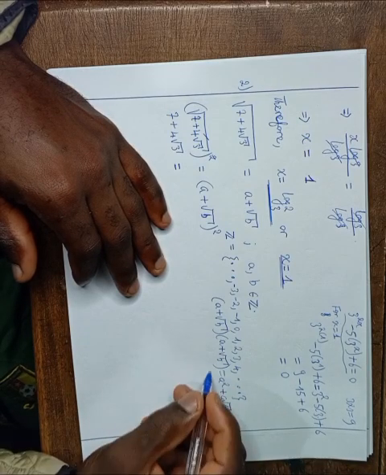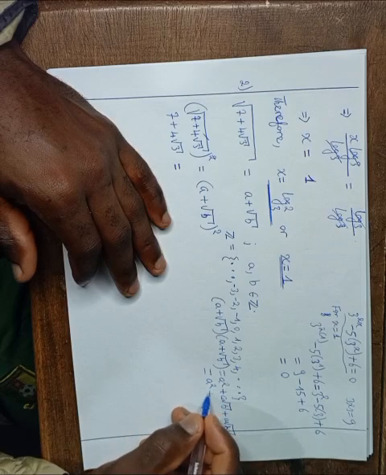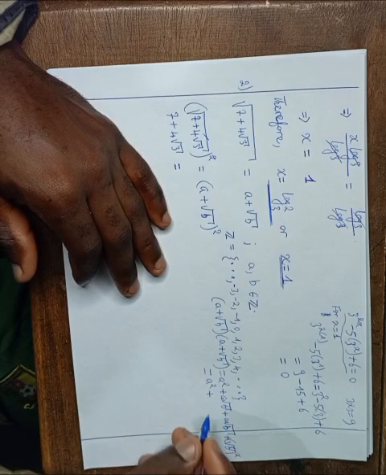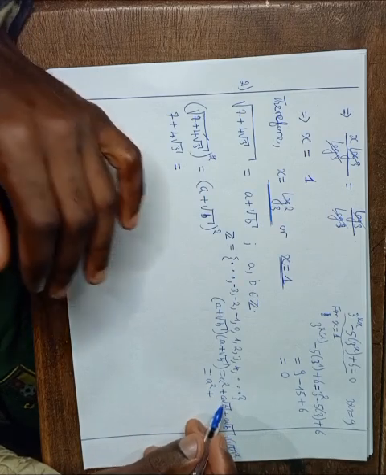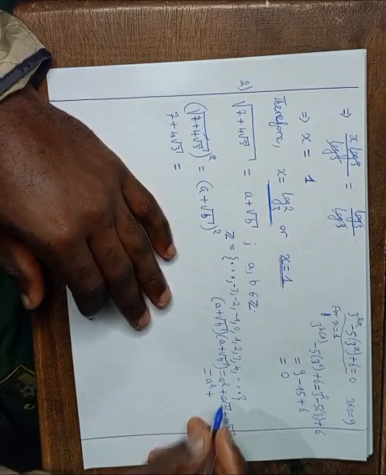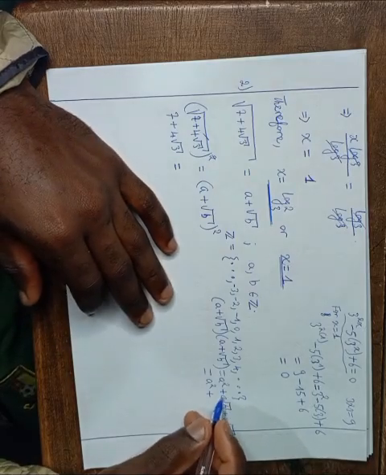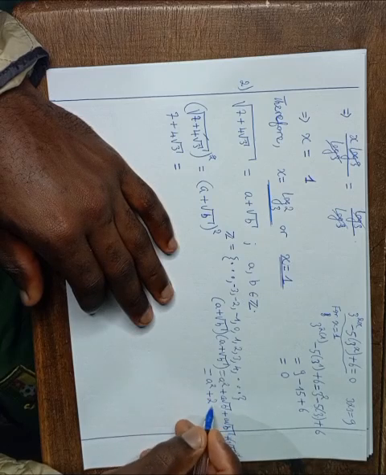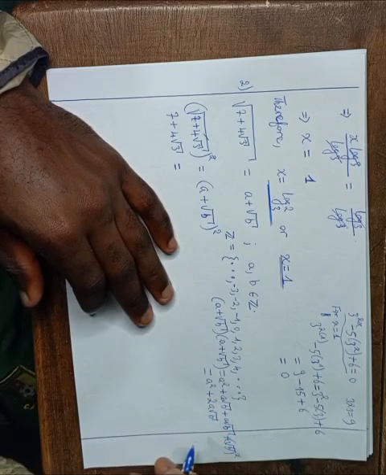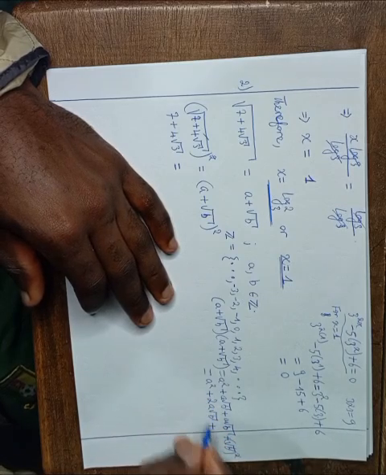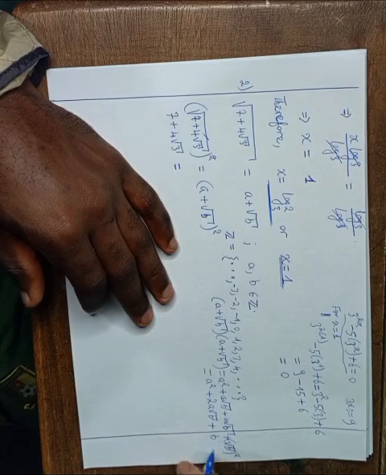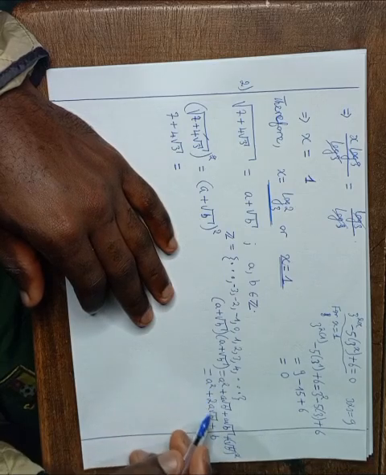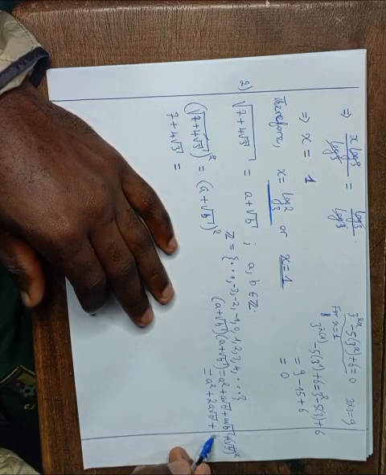This and this will cancel. Then you see this will give us a squared plus a root b plus a root b. That is the same as adding 1 apple plus 1 apple, which gives us 2 apples, plus b. So this will give us a squared plus 2a root b plus b.